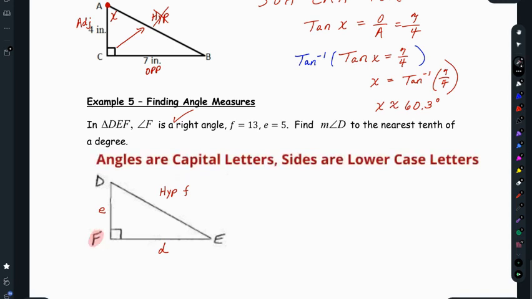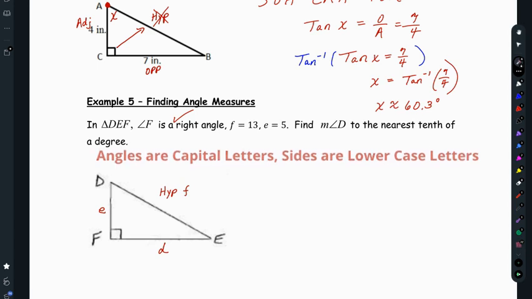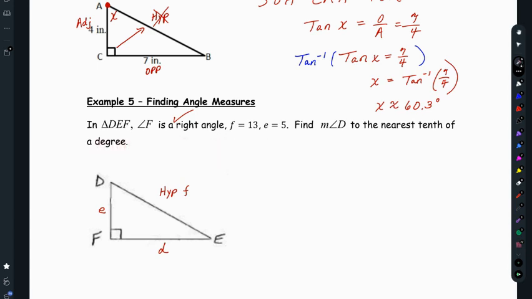So I have capital F, little f. I have capital E, little e. And I have capital D, little d. So capital print letters represent angles. Lowercase print letters represent sides. So we know that f is 13. We know that e is 5. And we're being asked to find the measure of angle D.